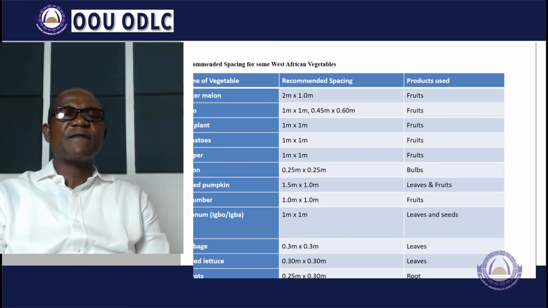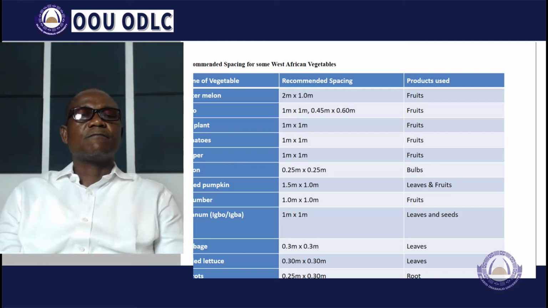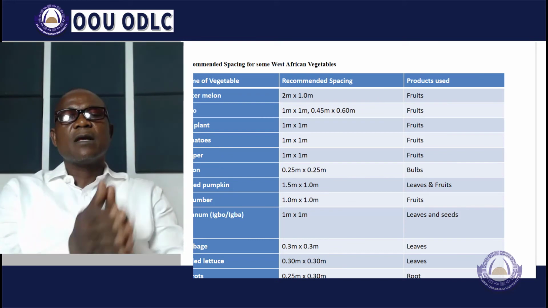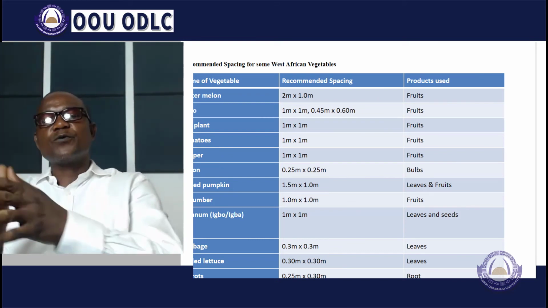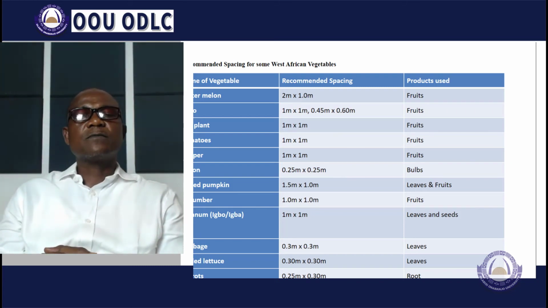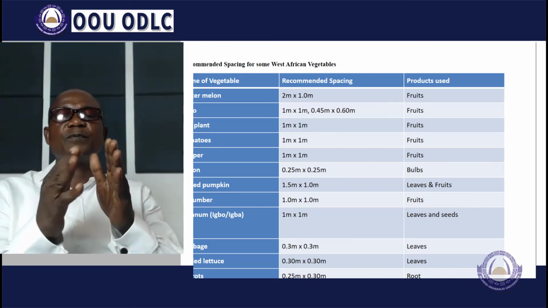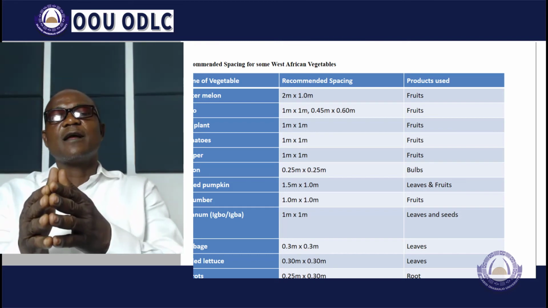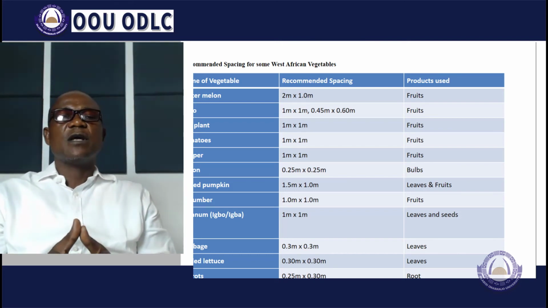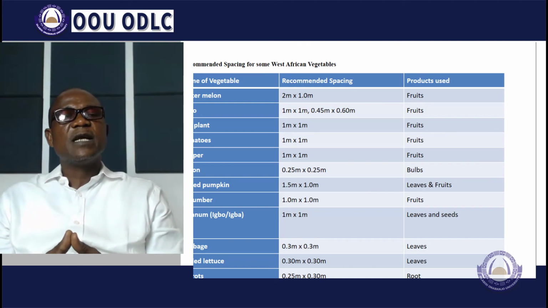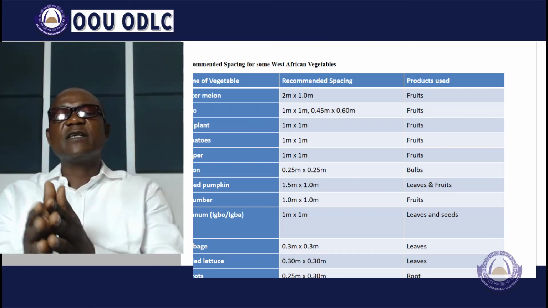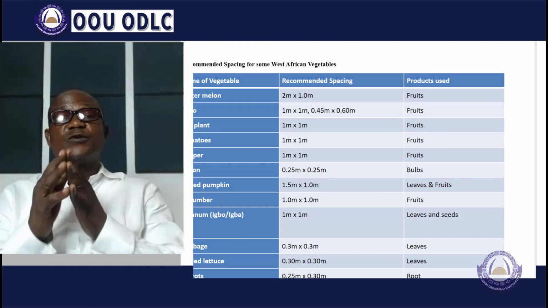Recommended spacing for some West African vegetables. This will be treated under the following: the name of the vegetable, the recommended spacing, and the parts of the products, the produce that are used.